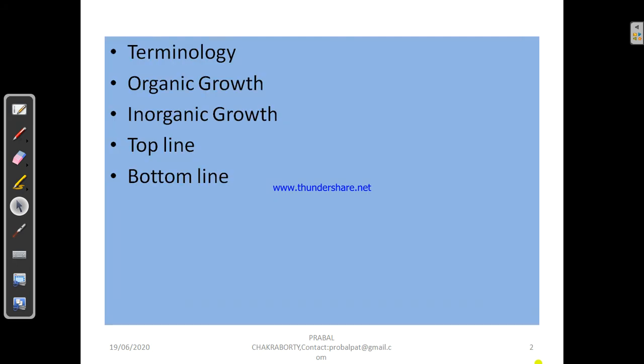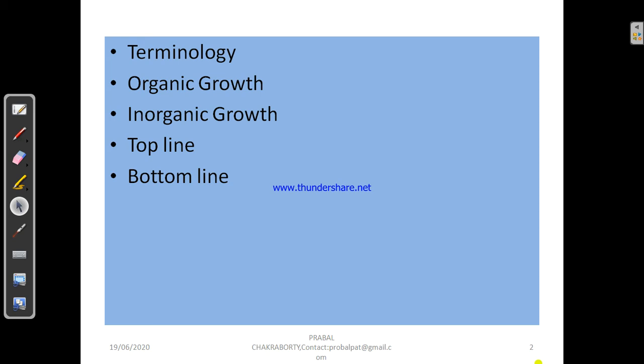Now, certain terminology is important related to international marketing, that is organic growth and inorganic growth. What is the meaning of organic growth? When you are doing your own business without any acquisition or merger, this is basically organic growth. When you go for a merger or acquisition, then this is known as inorganic growth.